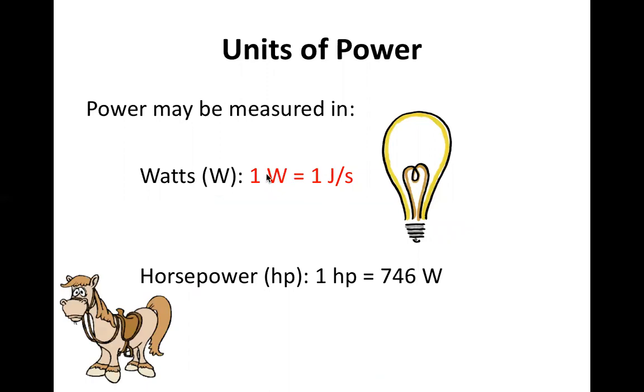So we said 1 watt is 1 joule per second, units of work divided by units of time. So joules per second is a watt. That means a 60 watt light bulb uses 60 joules in 1 second. There's also a very common unit of power, horsepower. 1 horsepower is equal to 746 watts.